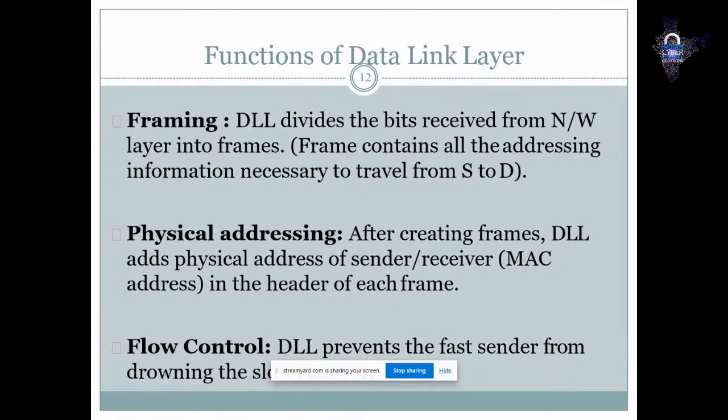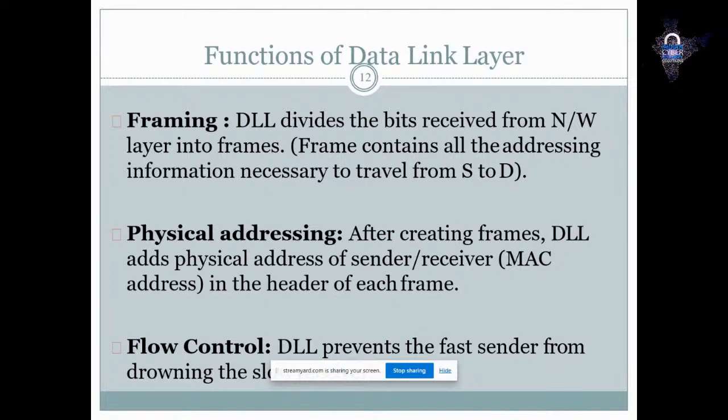Framing means that in the data link layer, the entire data is divided into different parts, into different packets. Why? Because in Ethernet networks, we have a particular frame size, from 64 bytes to 1500 bytes. Any frame below 64 bytes or above 1500 bytes will be discarded. So the data link layer has to maintain that frame size. That is framing.